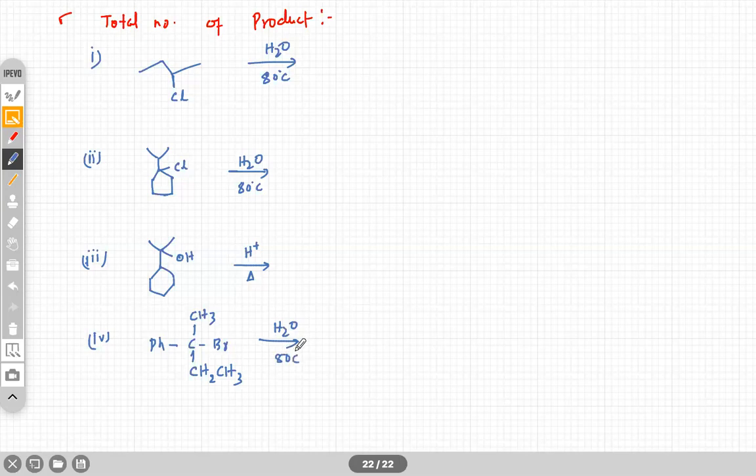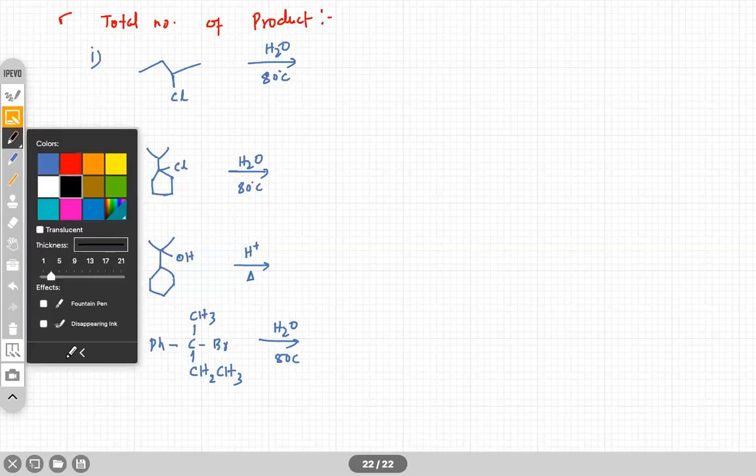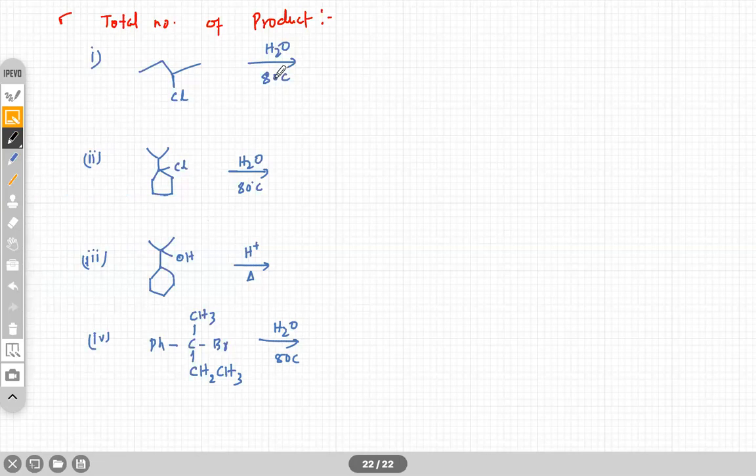The other reactions we have, correct? Since we're heating this reaction, the temperature is 80 degrees Celsius, 80 and 80 we have here. So all these reactions are E1 reactions. This is E1, this is also E1, and this is also E1.